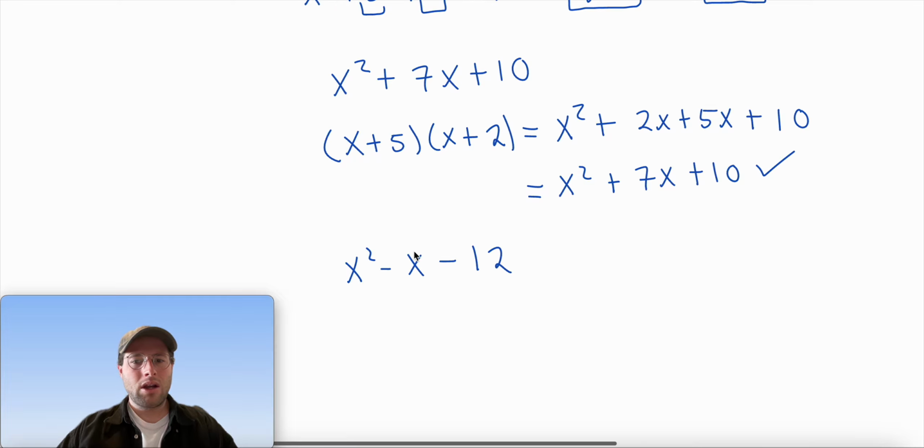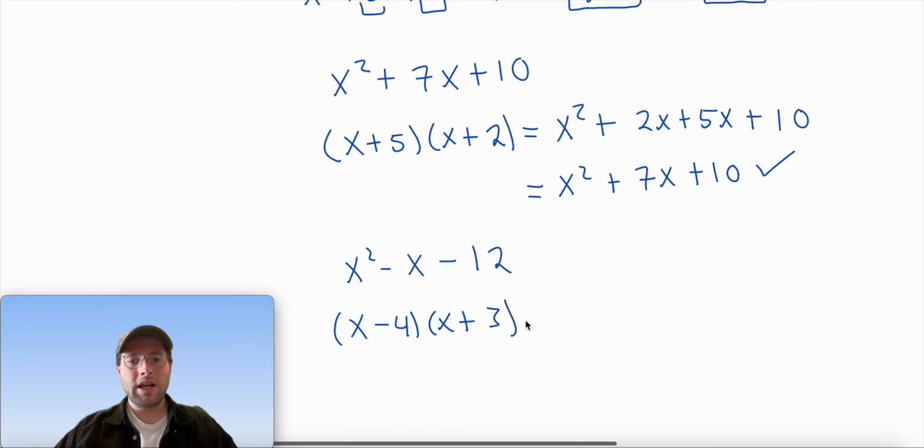And let's see here. Two such numbers we could use are 3 and 4, and more specifically, I should say negative 4 and positive 3, because when we multiply 4 times negative 3, we get negative 12. And when we add together negative 4 and positive 3, we are going to get negative 1. And so we can use x minus 4, x plus 3.